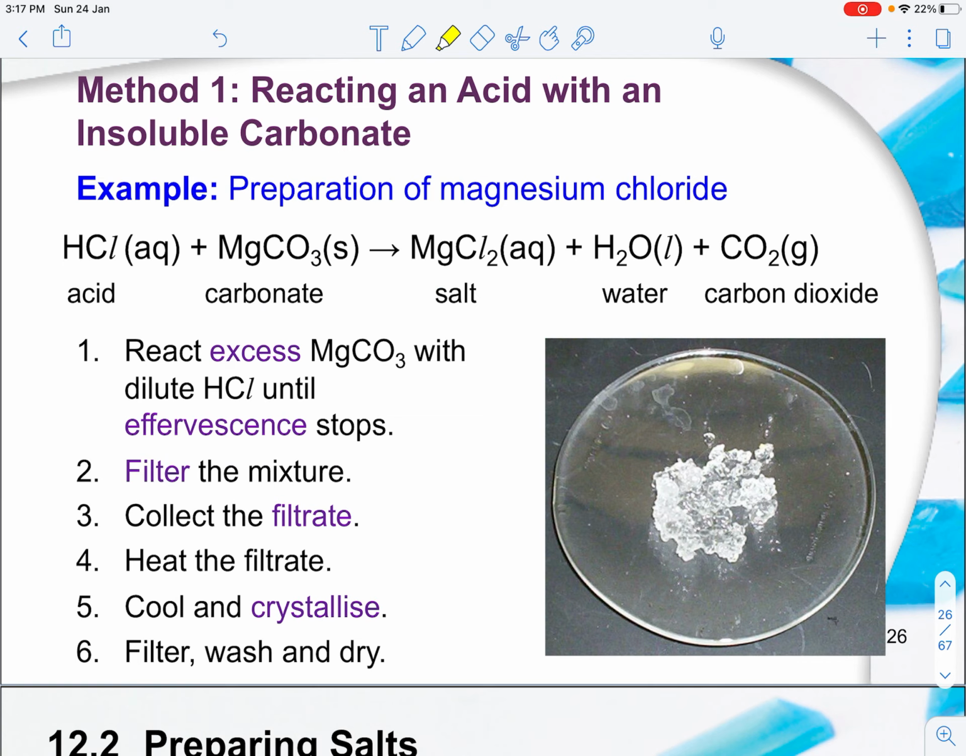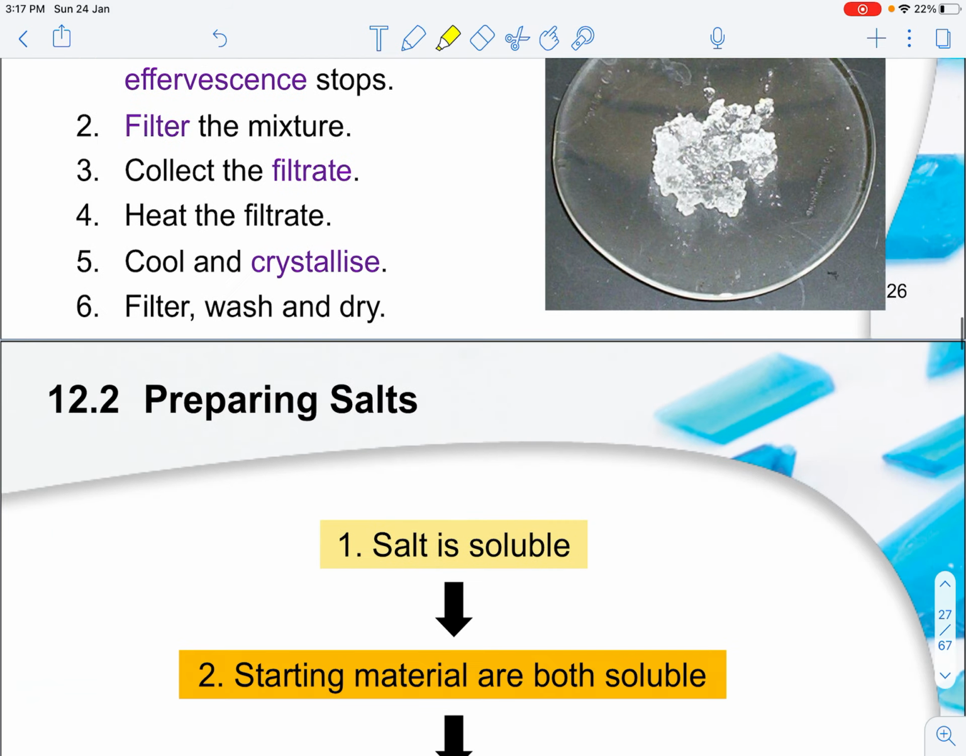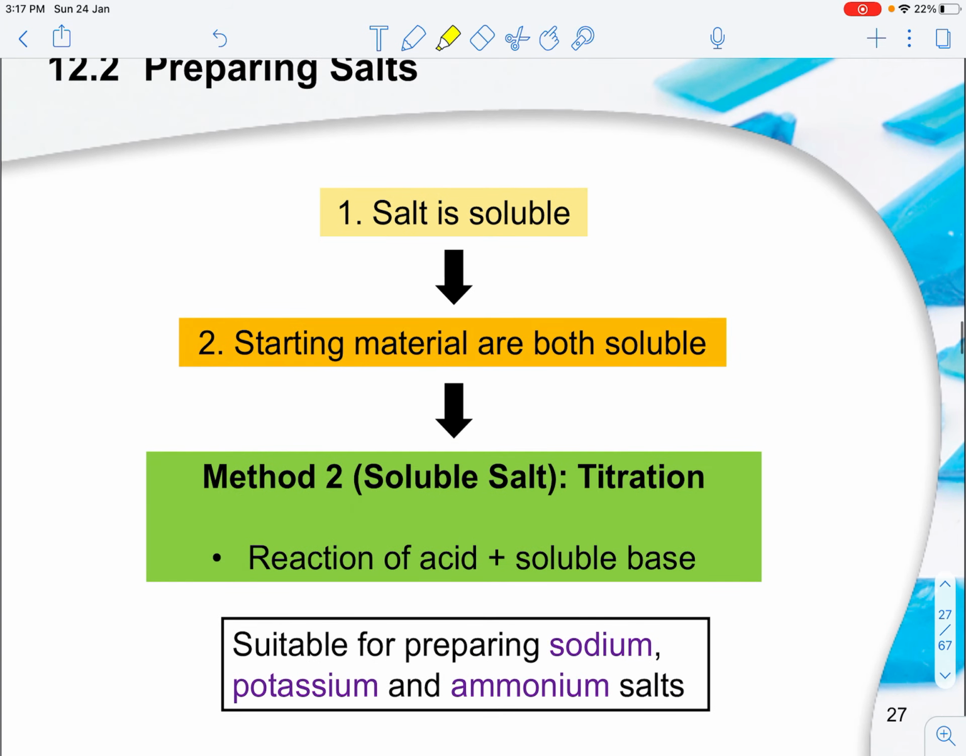Again, carbonate, same step. Excess of the carbonate with dilute acid until the effervescence stops. Filter to remove the excess magnesium carbonate or the unreacted magnesium carbonate. You collect the filtrate, heat the filtrate, cool, crystallize, filter, wash and dry. So it's the same process again and again.